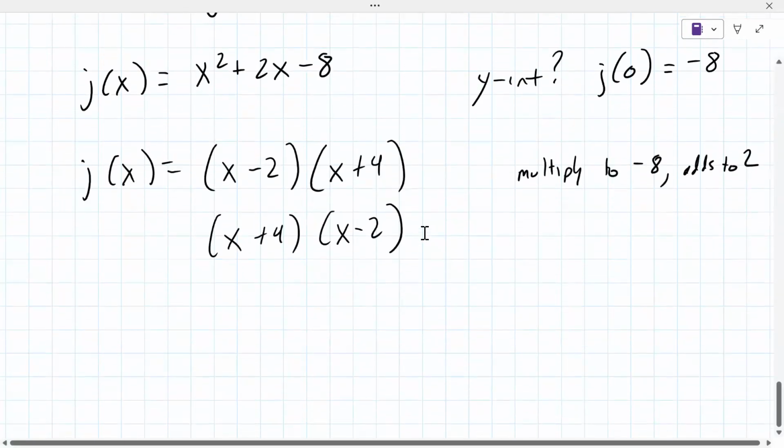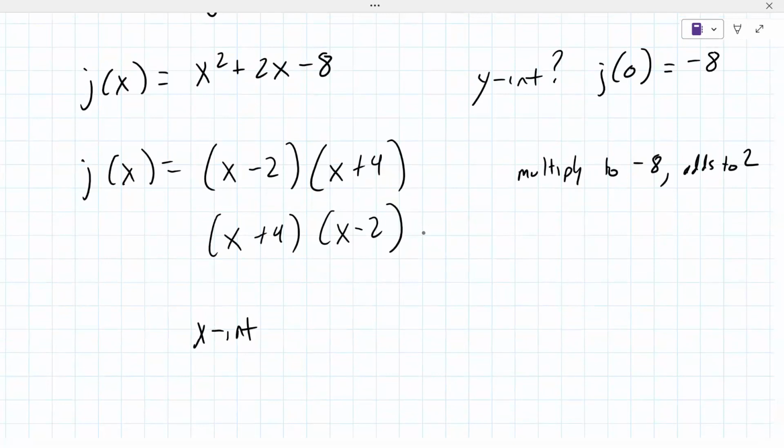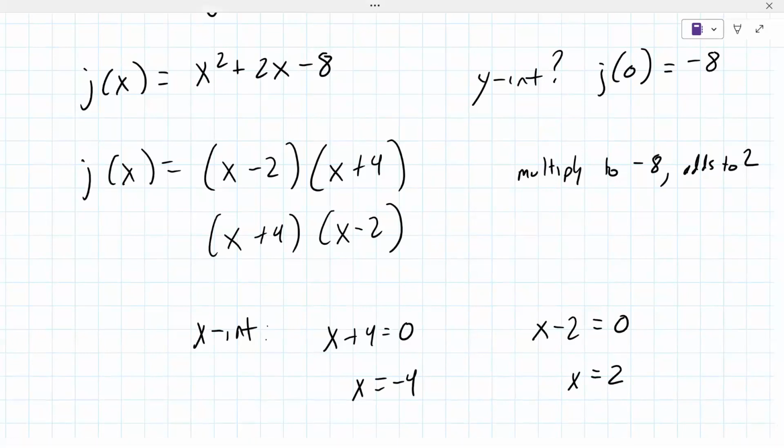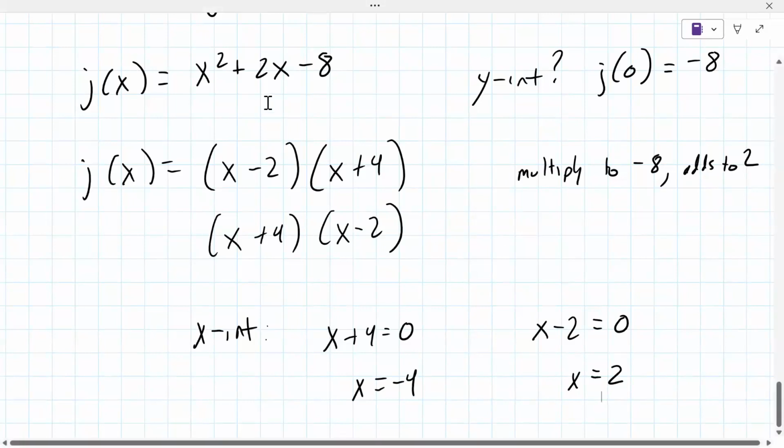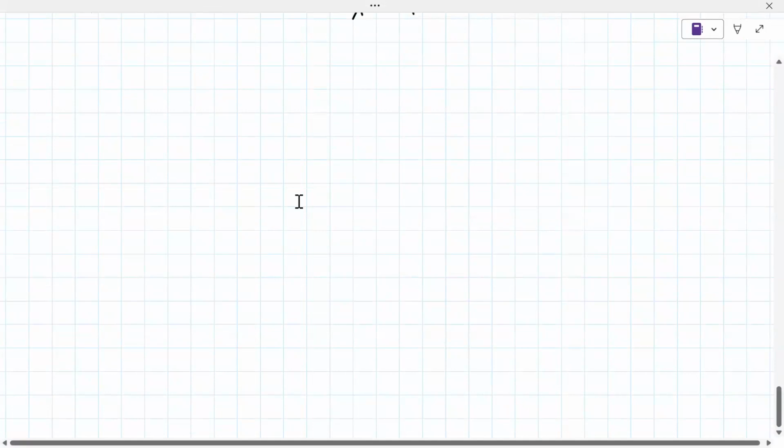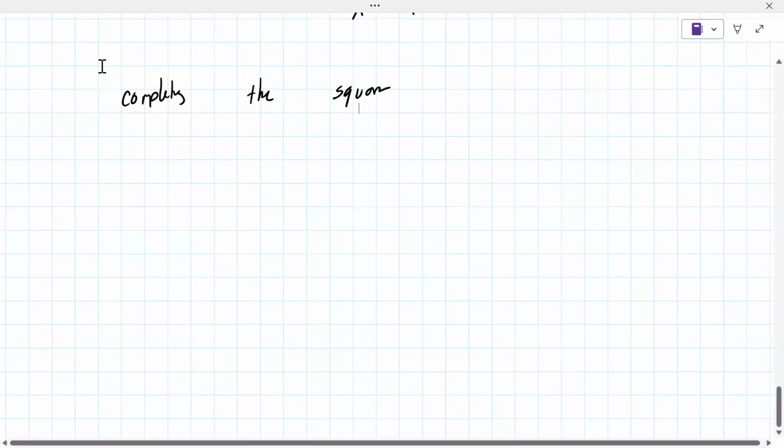Okay, good. All right. Now, why do we do all this? It's to find the x-intercepts. So you set x plus 4 equal to 0, and x minus 2 equal to 0. So it would be x equals negative 4 and x equals 2. Okay, good. All right, you got it. Now, any questions before we move to completing the square? I'll take that as a no.